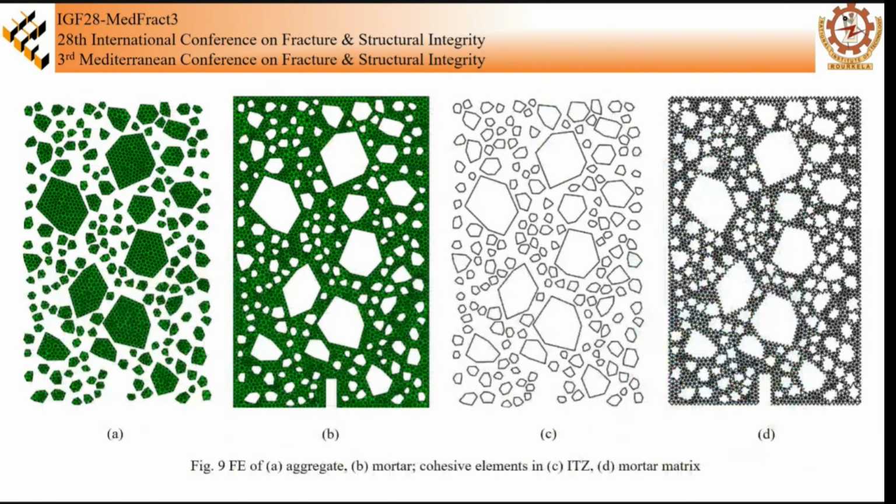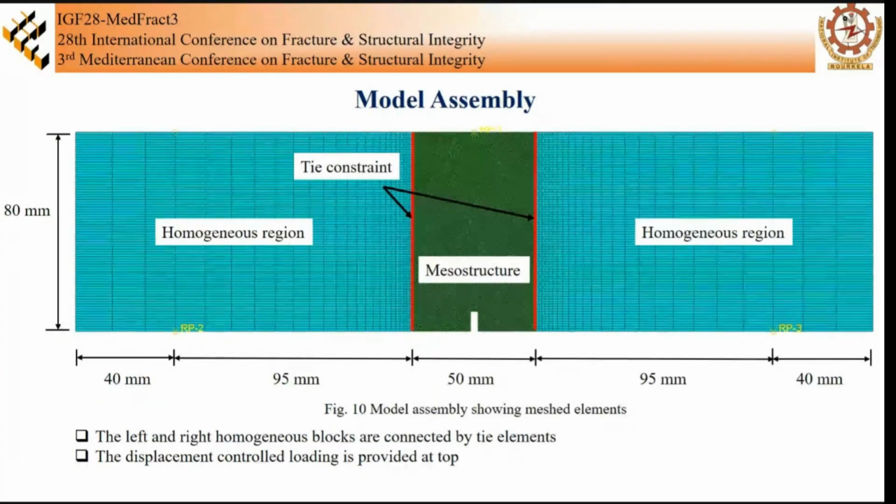Figure 9 shows the finite element meshing of the aggregate, mortar, and the corresponding cohesive elements in the ITZ and the mortar matrix. The model assembly: the remaining homogeneous left and right parts of the 3-point beam are assembled and coupled to the generated mesostructure using tie constraints in Abaqus. The mesh size in the homogeneous region is varied from 1 mm near the assembly to 15 mm towards the end. The displacement control loading of 0.2 mm is provided at the top.